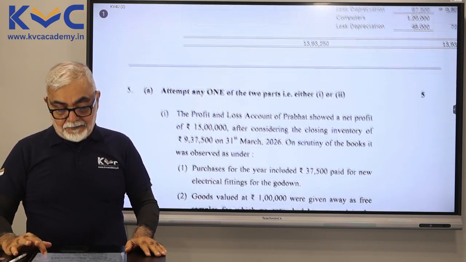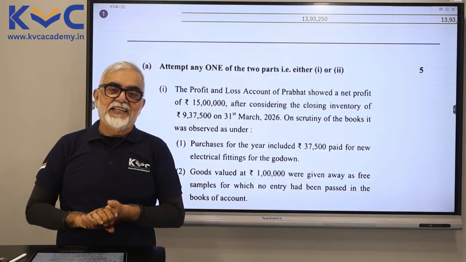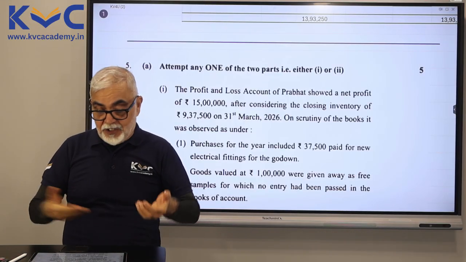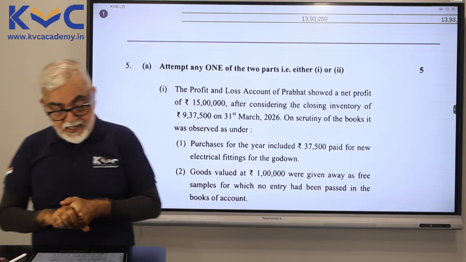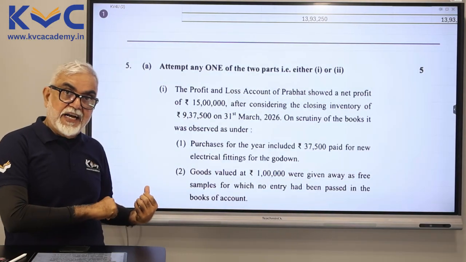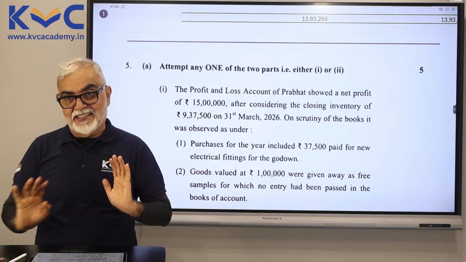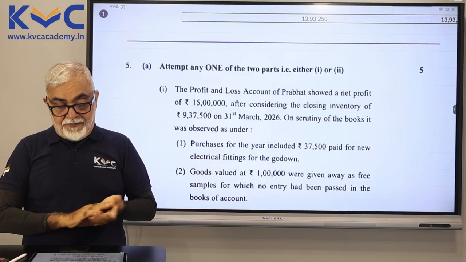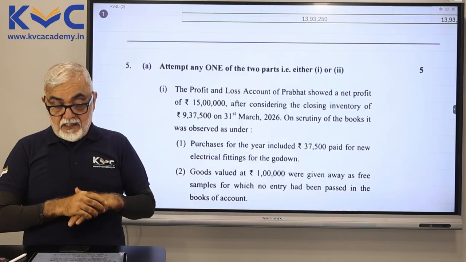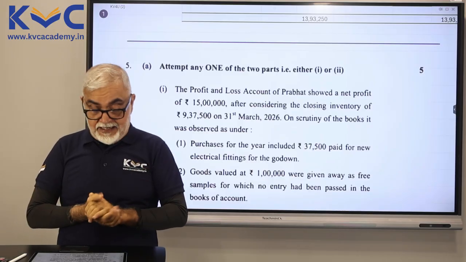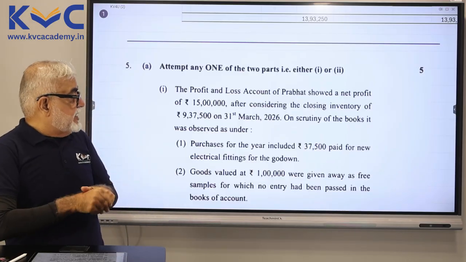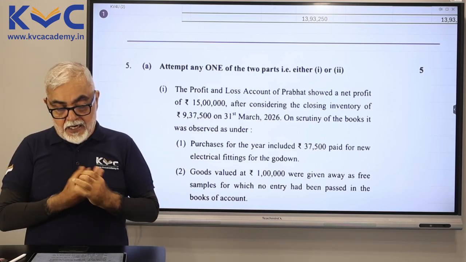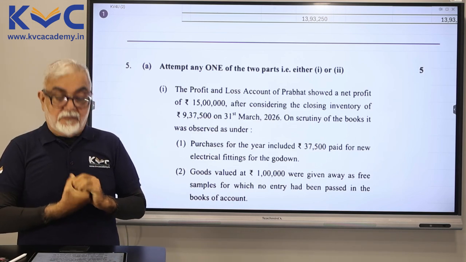Question number 5. This was the challenging question in the entire paper, but it was worth only 5 marks. There was a choice. Either you take this or you take the BRS. I would have gone for BRS, but let's look at this. The P&L account of Prabhakar showed a net profit of 15 lakh, after considering the closing inventory of 9,37,500 on 31st of March. On the scrutiny, it was observed as under.